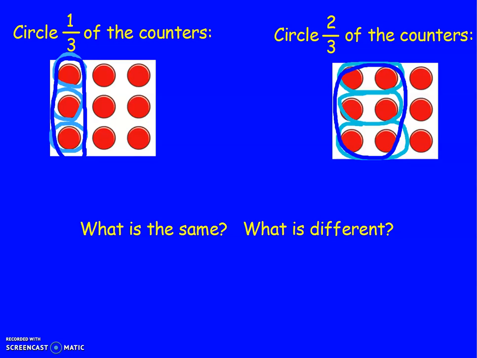What is the same and what is different? The denominator is the same, the bottom number, because we're circling so many out of 3 each time. And it's the top number, the numerator, that changes. Which one is the unit fraction? Good. This one is the unit fraction because the numerator is 1. And we know that if the top number, the numerator, is 1, then it is a unit fraction.